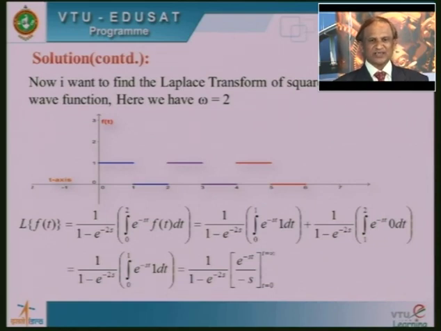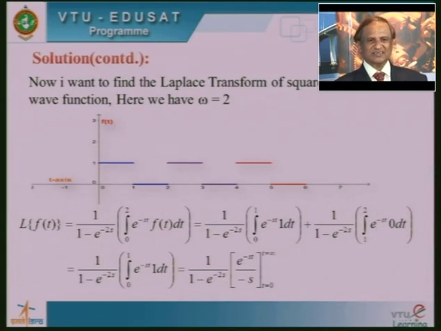So, you can write e to the power minus st into 1 dt, plus 1 divided by 1 minus e to the power minus 2s, integration of 1 to 2 e to the power minus st into 0. Is it clear? Automatically the second term becomes 0. Now I want to integrate only the first part. That is why I have written 1 divided by 1 minus e to the power minus 2s, integration of 0 to 1 e to the power minus st into 1 dt.